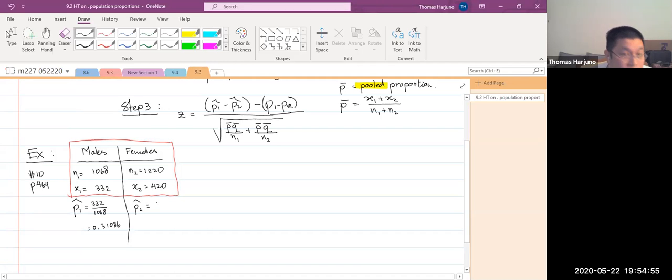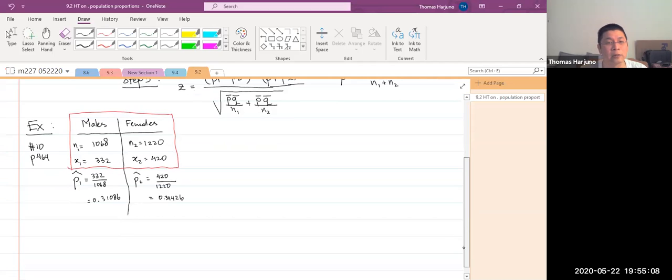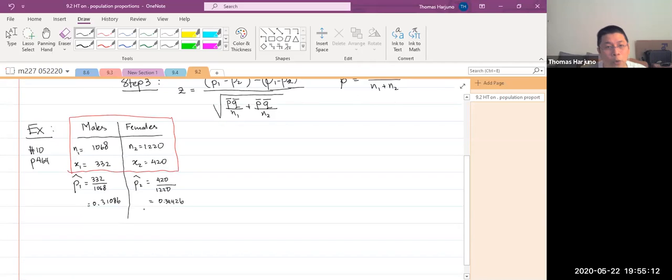That's 0.3446. Now, what is the pool statistic? What is a pool proportion? If you put this male and female in the same room, you pull them together, you put them in the same pool, then how many people did we survey in total?